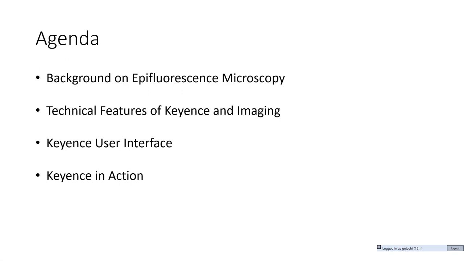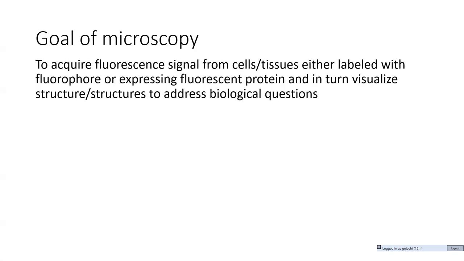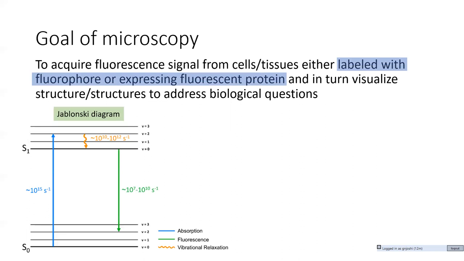I'll put the standard sample that we have, a BPA slide, and I'll go over that sample and show everything I've discussed so far and how that relates to when Keyence is actually used, okay? So the goal of microscopy is to acquire any fluorescent signal from cells or tissues. The important part here is that your cells and tissues are labeled with a fluorophore or any kind of fluorescent protein. And this in turn helps you to visualize any structure or structures to address any kind of biological questions.